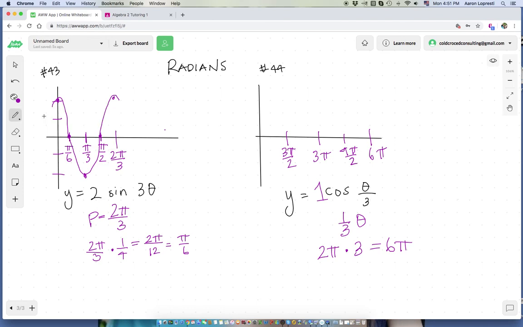Okay. Cosine amplitude is 1. Say it with me now. Up, middle, down, middle, and up.